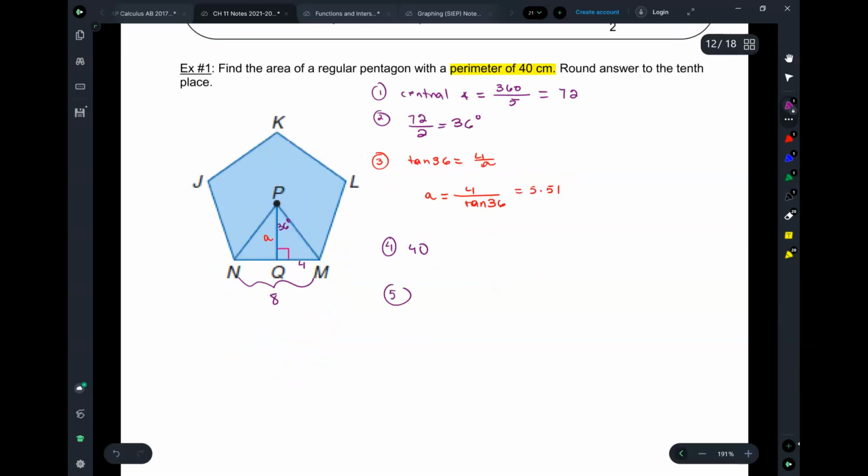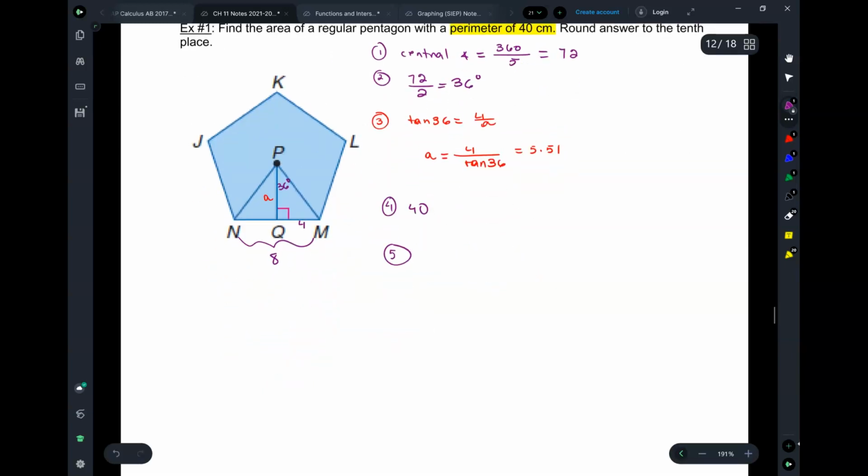Last but not least, find the area. Area is equal to the perimeter times the apothem divided by 2. This is 110. Okay, so it's 110.2 centimeters squared. Okay? All right.